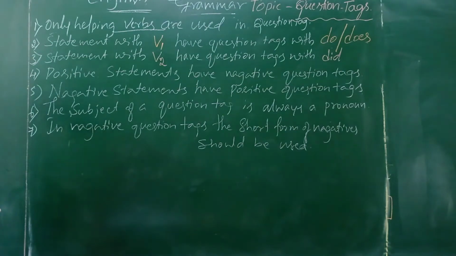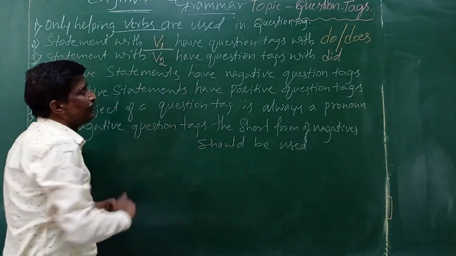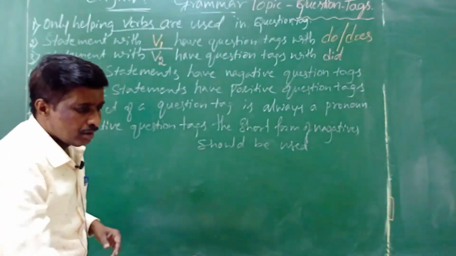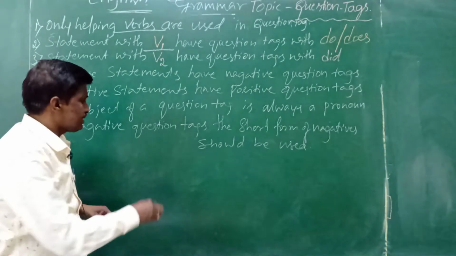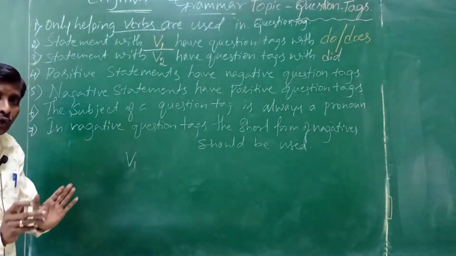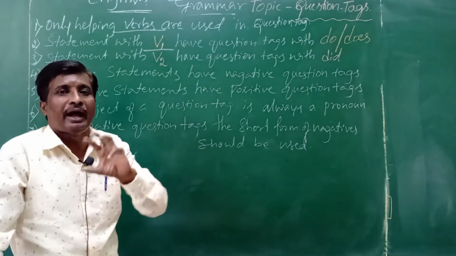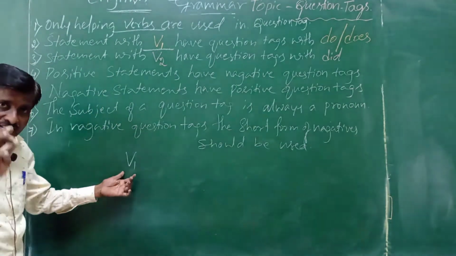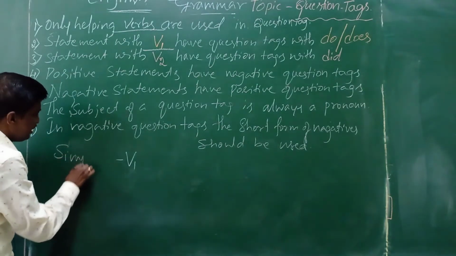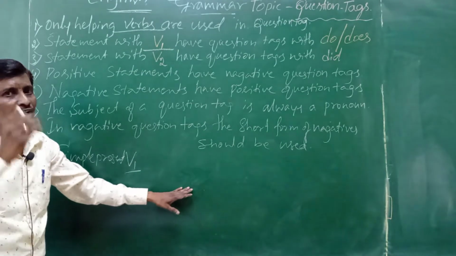Come on, let us discuss the second rule. Statement with V1 have question tags with do or does. Dear children, as I told you in your offline grammar classes, V1 means V1, V2, V3, V1-ing. I told you these four verb classifications already. Once again, I will repeat it. V1 means simple present. I will give you the examples, then only you can understand clearly.